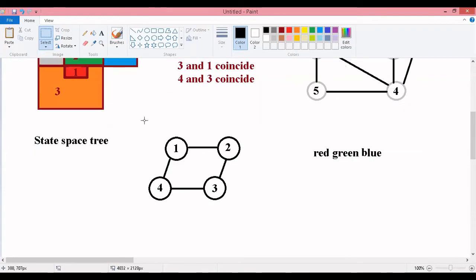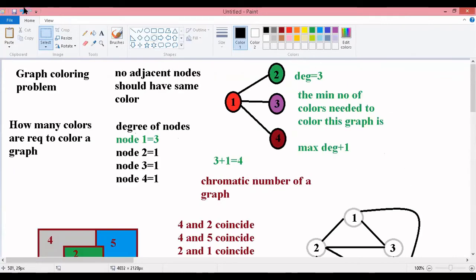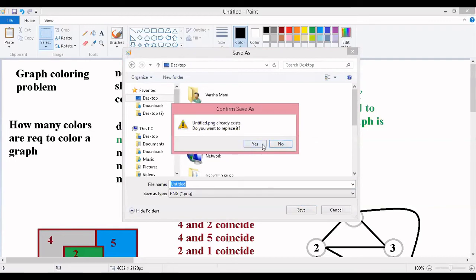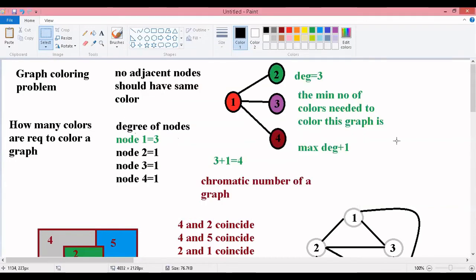Now, I have taken this simple graph. It's a standard problem given in the prescribed textbook. And the 3 colors are given, red, green, and blue. I am going to generate the state space tree. Now I am sharing one more new file. That is this file.